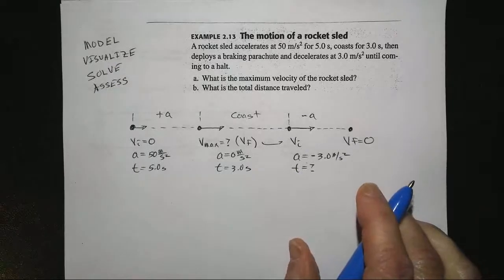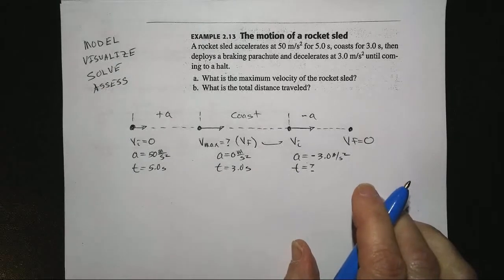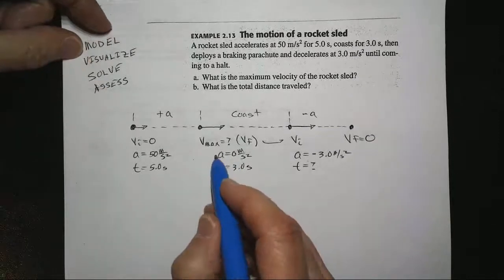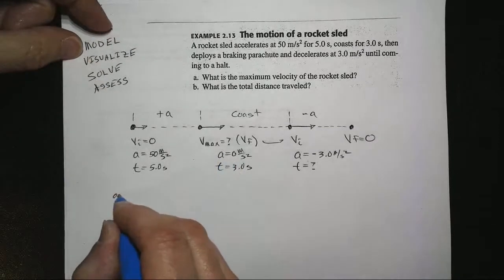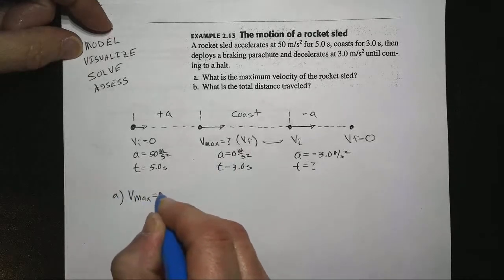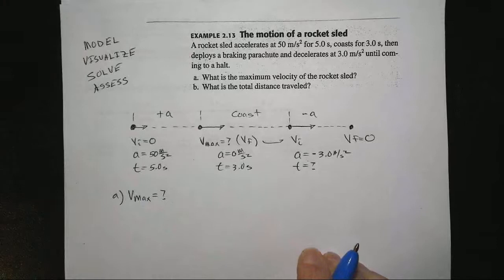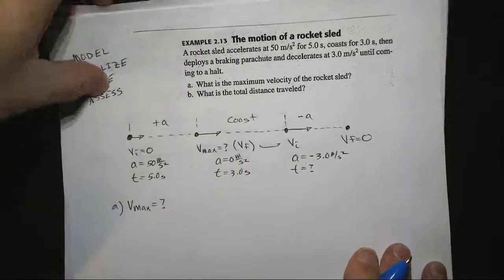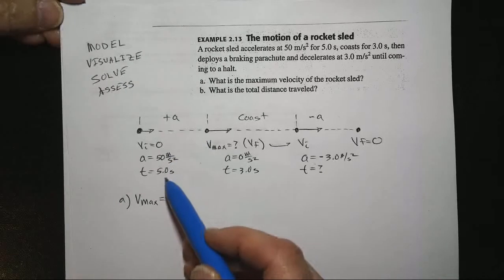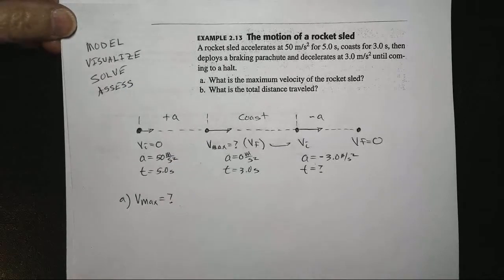Well, let's see what we can figure out here. First of all, let's figure out this maximum velocity, Vmax. Now the question is, do we have enough information to start with? It turns out, we know the initial velocity is 0, the acceleration is 50 meters per second squared, and the time that this occurs to get up to Vmax is 5 seconds.